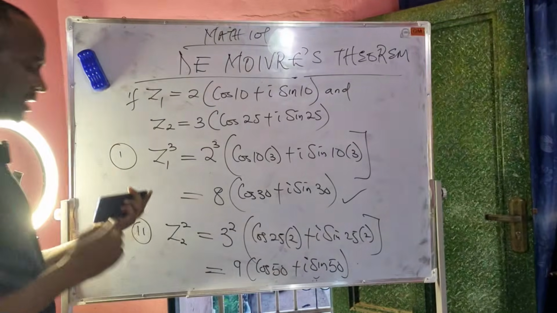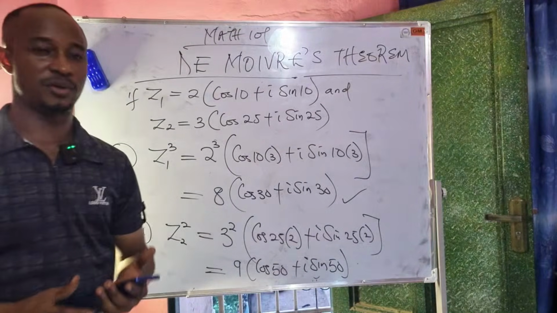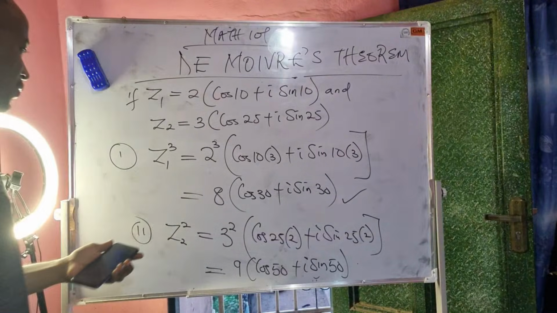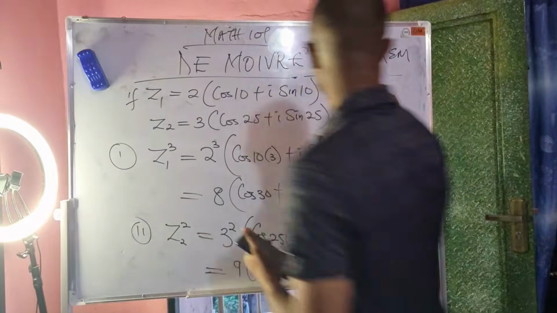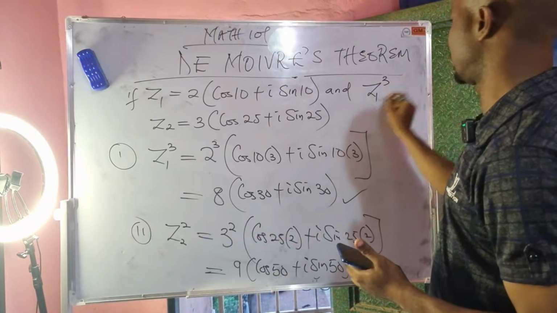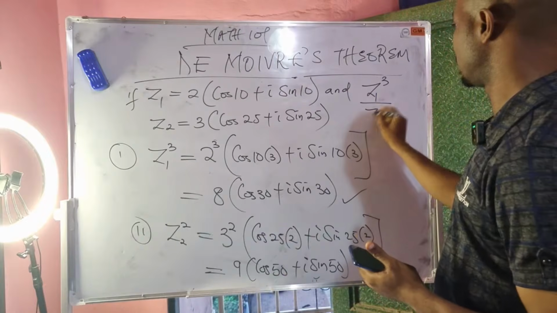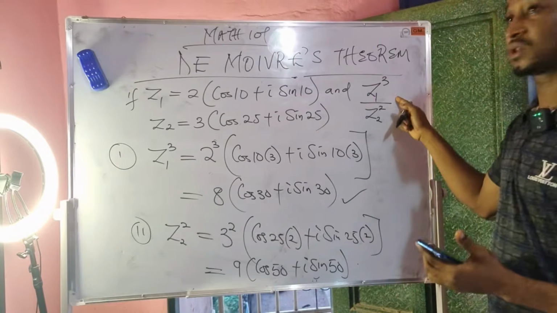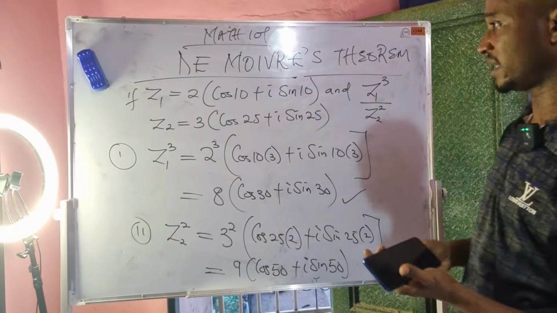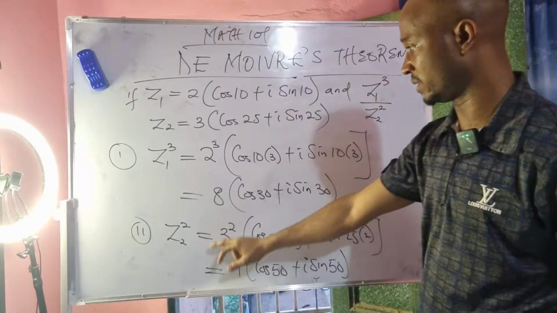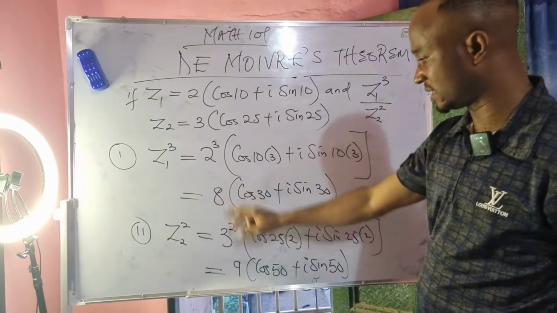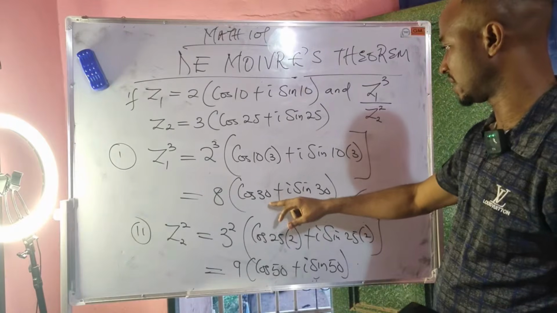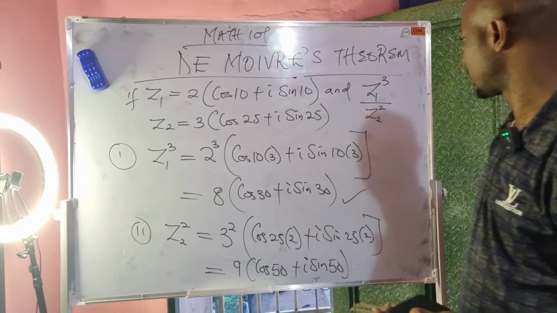All right, guys, I'm going to stop here for today because the weather is very bad and my network is not stable. So I want you guys to solve the third one. The third one says z1 raised to power 3 divided by z2 raised to power 2. So what we do is to apply the division rule. It means we divide 8 by 9, then subtract the argument: 30 minus 50.